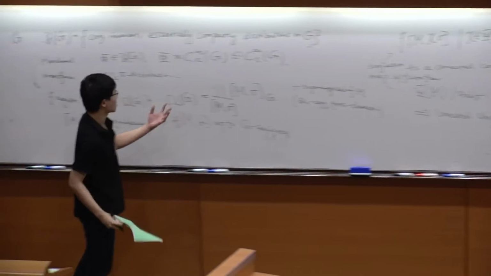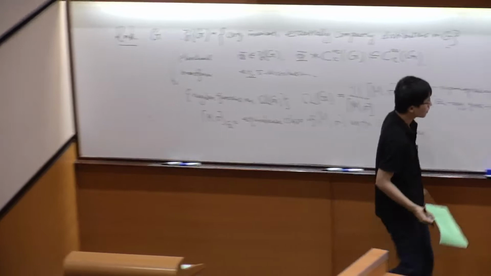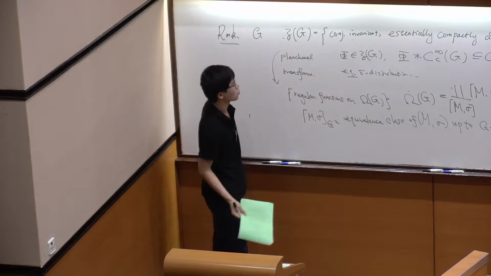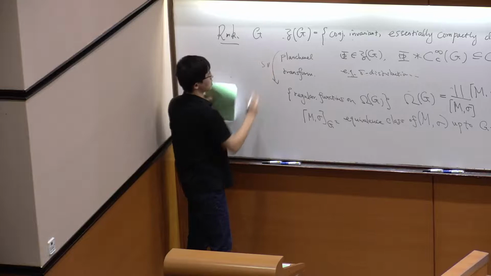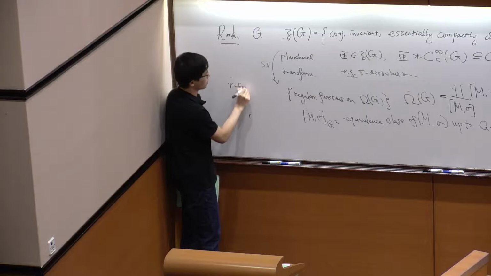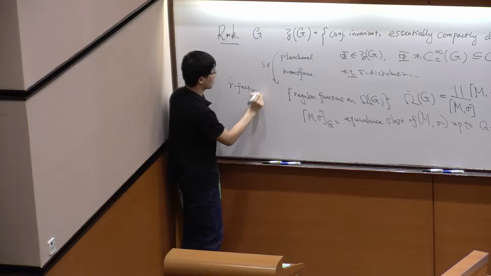Then this is just a Bernstein variety. It has a countable union of algebraic variety structures. So this is a theorem proved by Bernstein that any essentially compactly supported conjugation invariant distribution, after you apply the Plancherel transform, gives an isomorphism with the set of regular functions on the Bernstein variety. And in particular, what about the gamma function? The gamma factor, unfortunately, is not a regular function. Instead, it's a rational function.